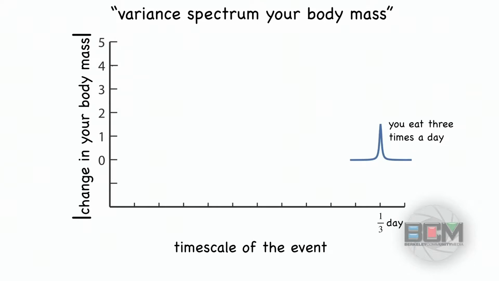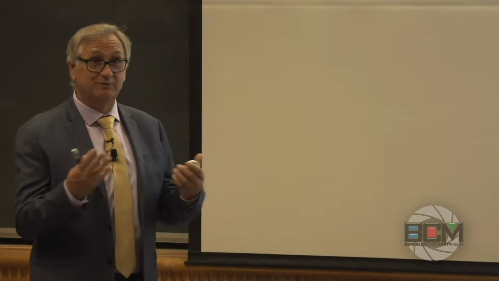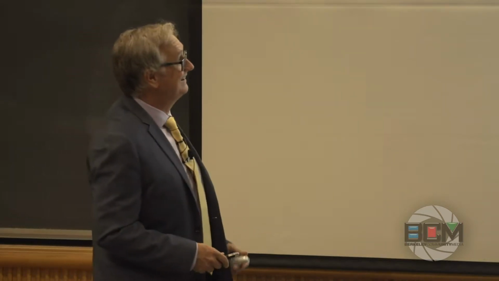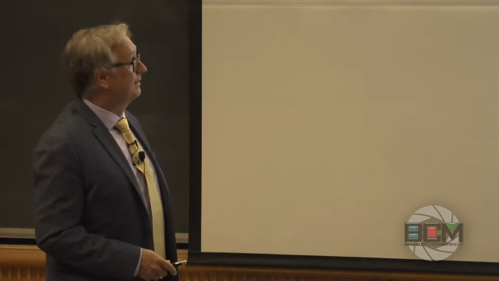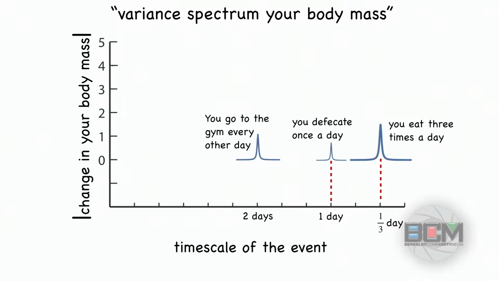So for example, at the time scale of 1/3 of a day, there's a peak because I eat 3 meals a day. There's a time scale on the order of once a day in which my body mass changes. We won't go into details. If I was a better person than I am, I would go to the gym every other day, and because of respiration and so forth, there would be a peak every 2 days. That's the variance spectrum of a typical human body.